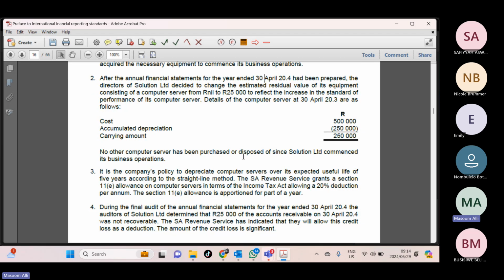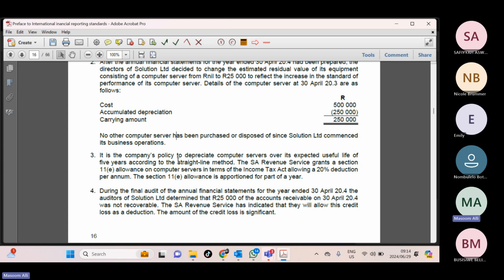No other computer server has been purchased or disposed of since Solution Limited commenced its business operations. Okay, so that's good for me to know, because then I don't have to keep track of too many movements during the year, and even in terms of depreciation. So yeah, it is the company's policy to depreciate computer servers over its expected useful life of 5 years, according to the straight line method. SARS grants a Section 11E allowance on computer servers in terms of the Income Tax Act, allowing a 20% deduction per annum. And the Section 11E allowance is apportioned for a part of the year, right?